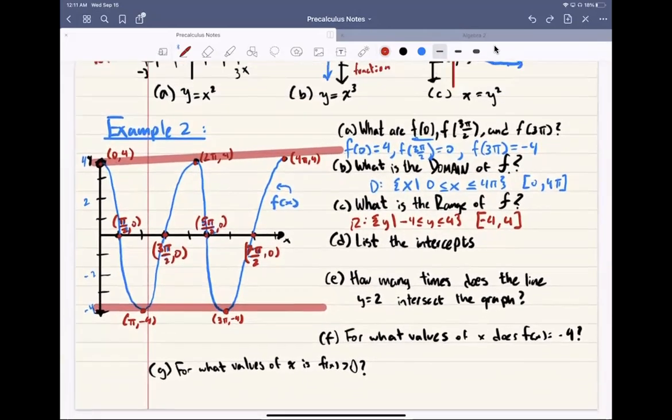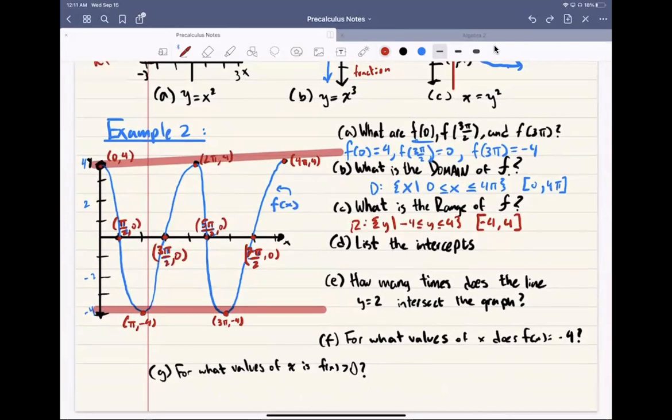Next up, it just says list the intercepts. So the intercepts are kind of the easiest part of this section. All we've got to do is find our x-intercepts and our y-intercepts. Let's start with the y-intercept, right? Our y-intercept is right here. That's going to be (0, 4), and you're going to list them as points. Yeah, (0, 4). That's our y-intercept.